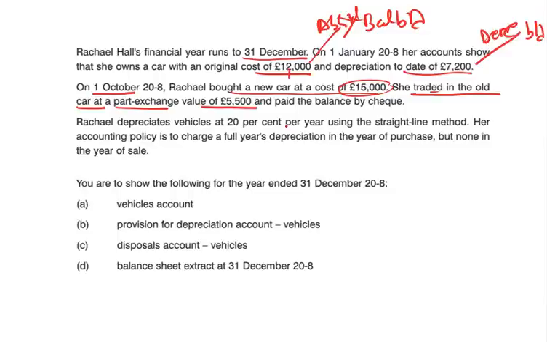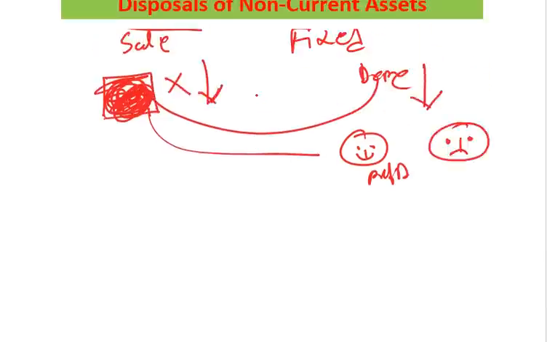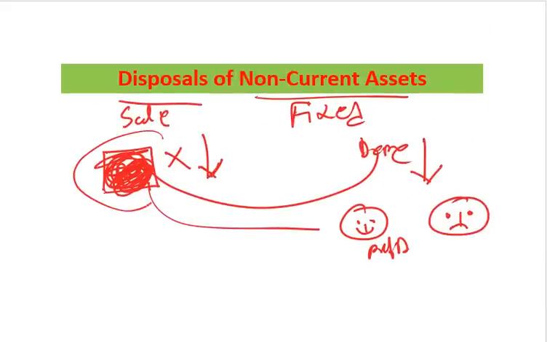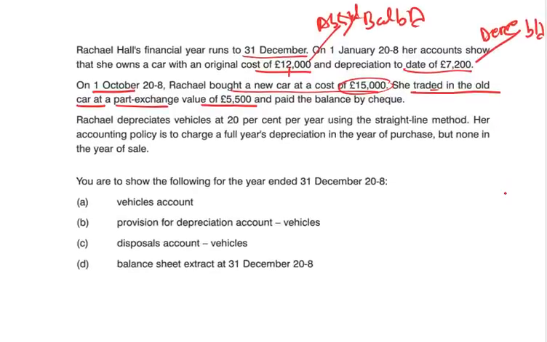Three things are going to happen. One, you are disposing of the asset, so this asset is no more, it is going down. Two, the depreciation of that asset goes down. And the third one, either you sold at a profit or at a loss. These are the items we are going to do.